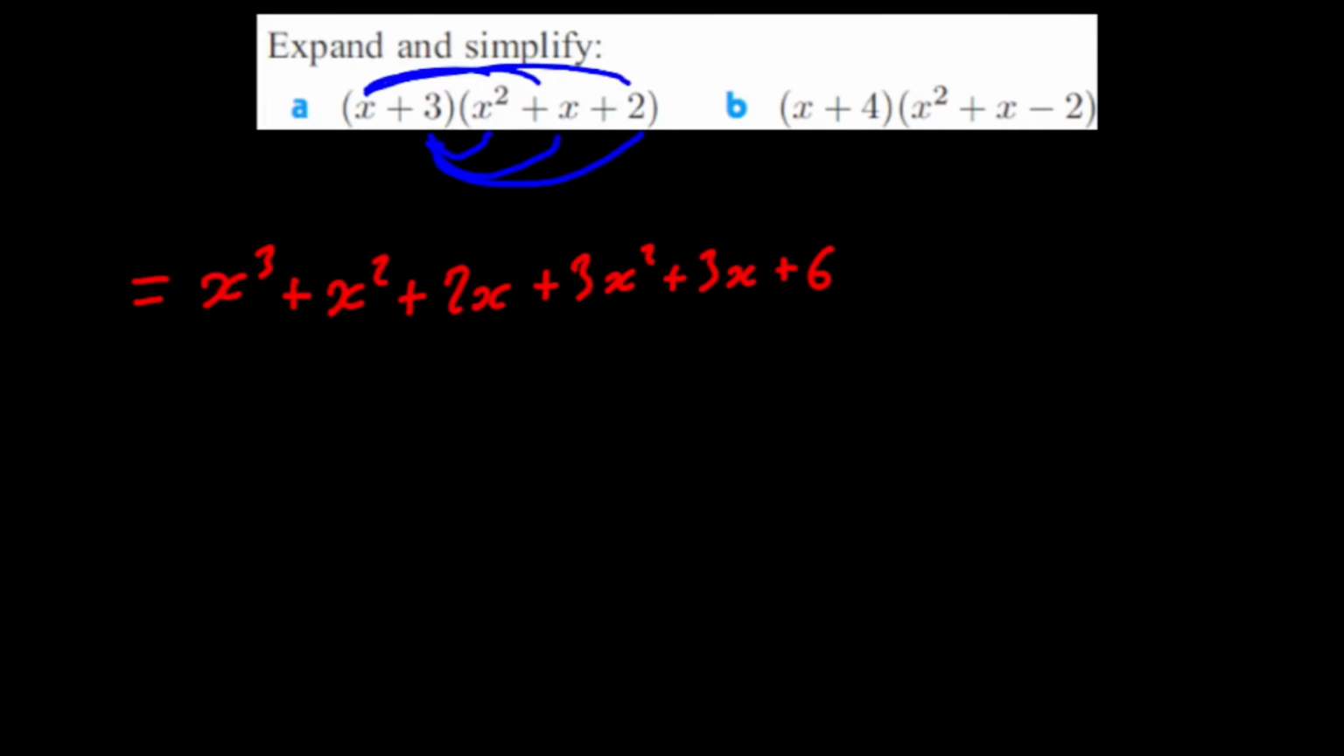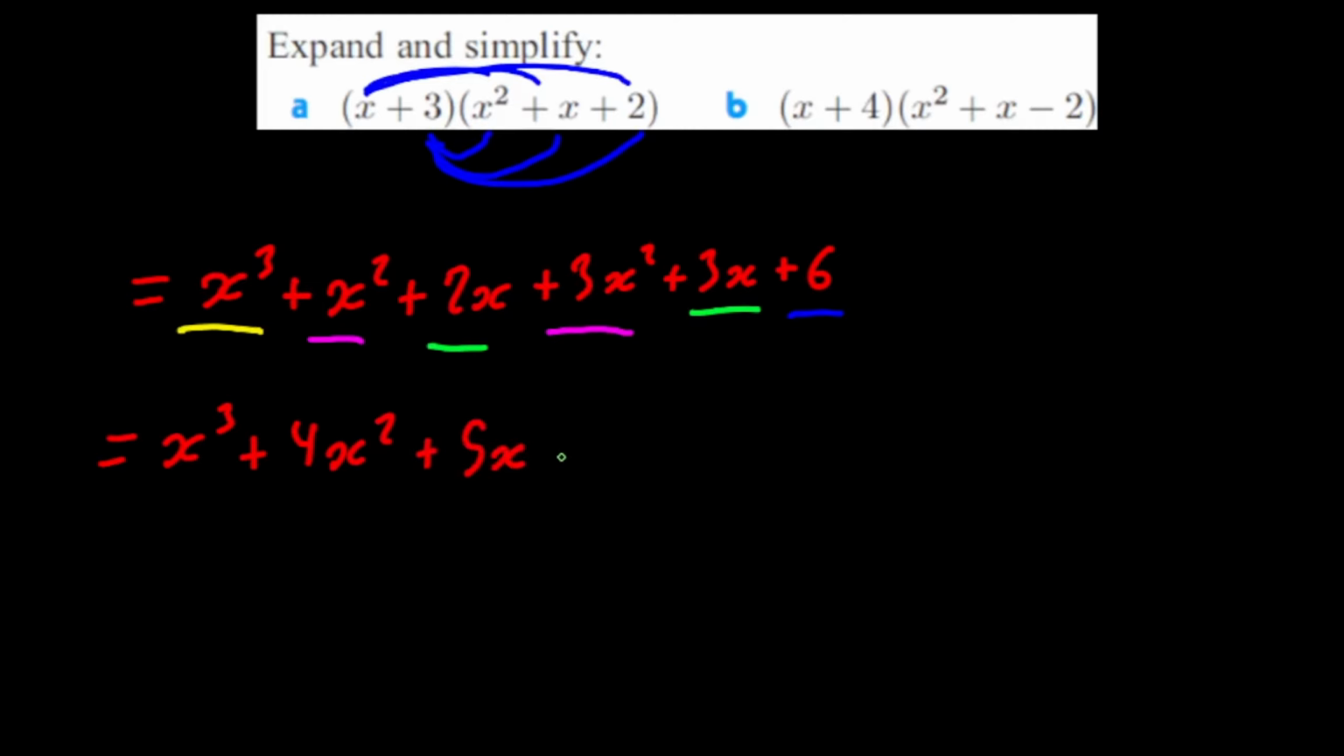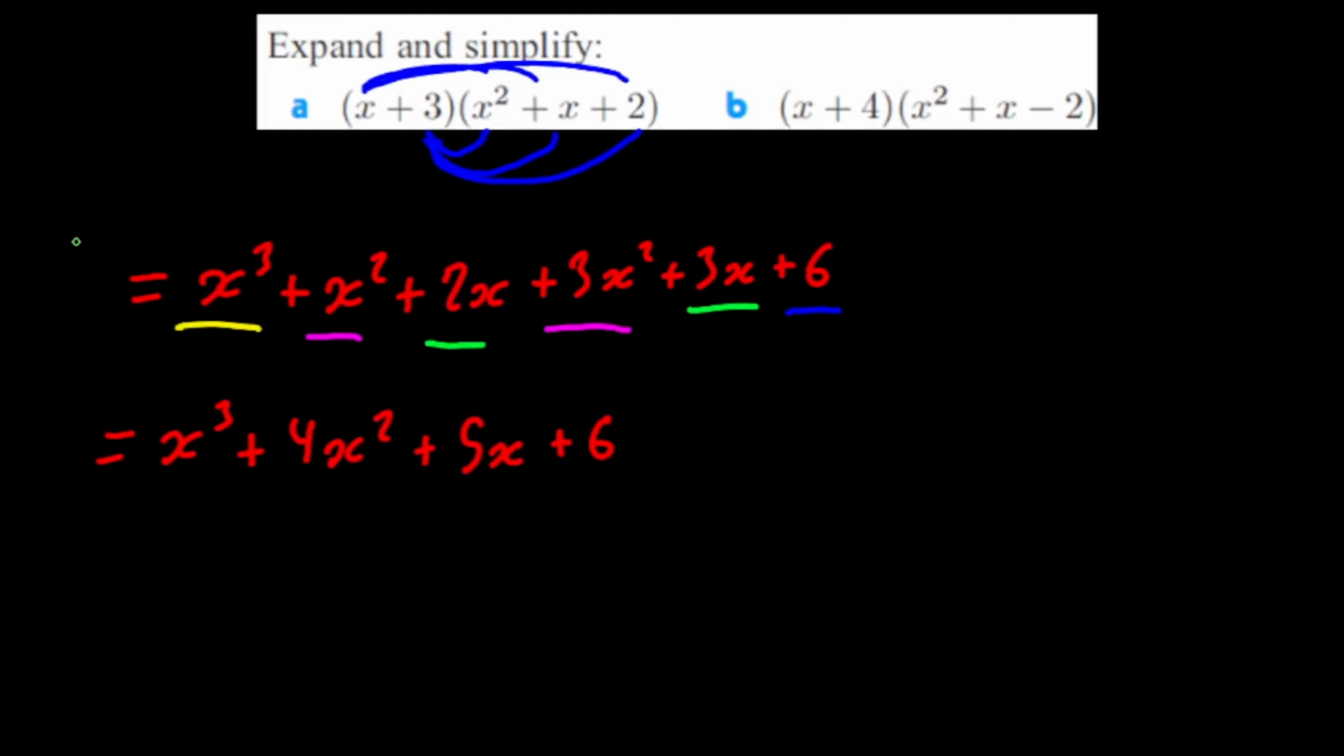So we have 1x cubed, so there's no other like term. We have x squared and 3x squared, which are like terms. We have 2x and 3x, which are like terms. And finally, we have plus 6. So this gets simplified as x cubed plus x squared plus 3x squared is 4x squared. 2x and 3x become 5x, plus 5x plus 6. So this was for A.